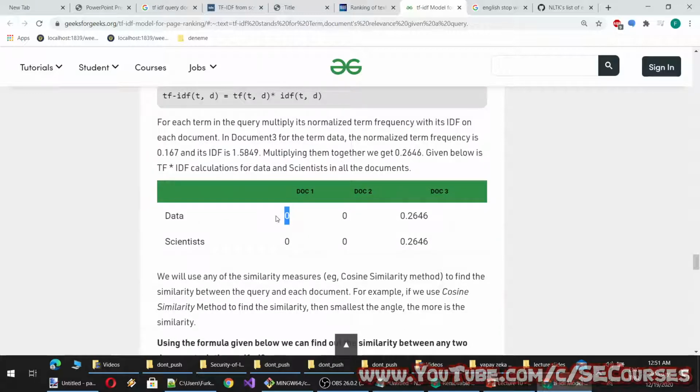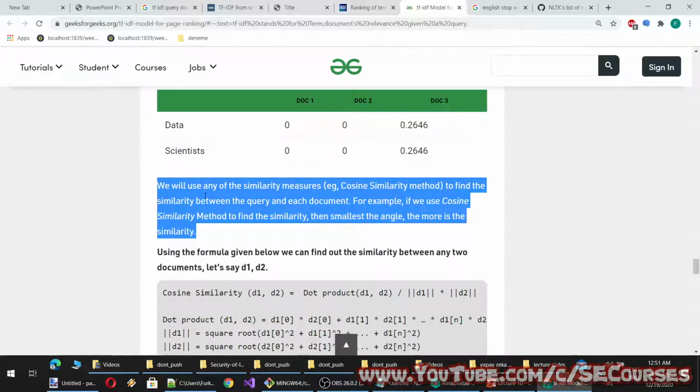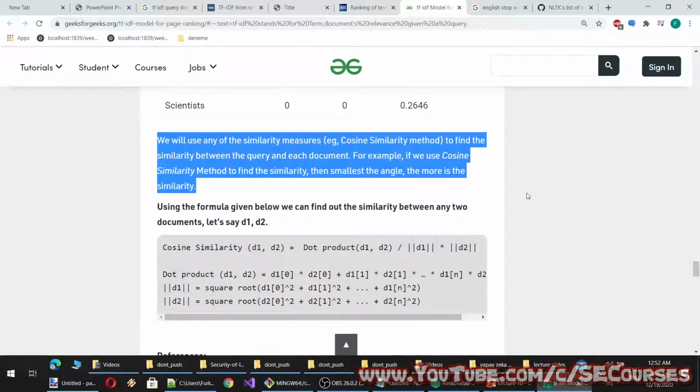The word "data" does not appear in document 1, therefore it gets 0. It does not appear in document 2, therefore it gets 0. And it gets this score in document 3. By the way, after we have calculated TF-IDF scoring, we will use any of the similarity measures, e.g., the cosine similarity method, to find the similarity between the query and each document. If we use the cosine similarity method, then the smaller the angle, the greater the similarity.